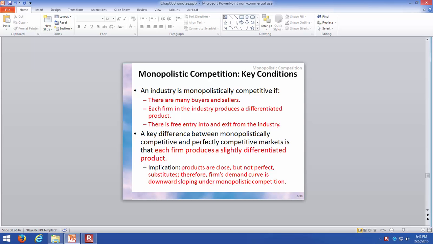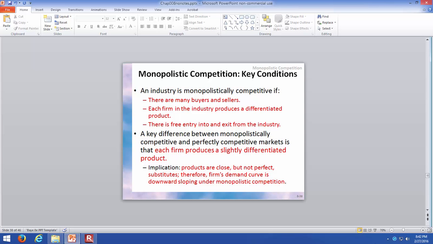What is the key difference between a monopolistically competitive and a perfectly competitive market is that the firms in the monopolistically competitive market produce slightly differentiated products. So what are some examples of that? Some examples are the fast food industry. You have players like McDonald's, Wendy's and Burger King. They produce products that are very similar but slightly different. So that's why they strive to differentiate their products.